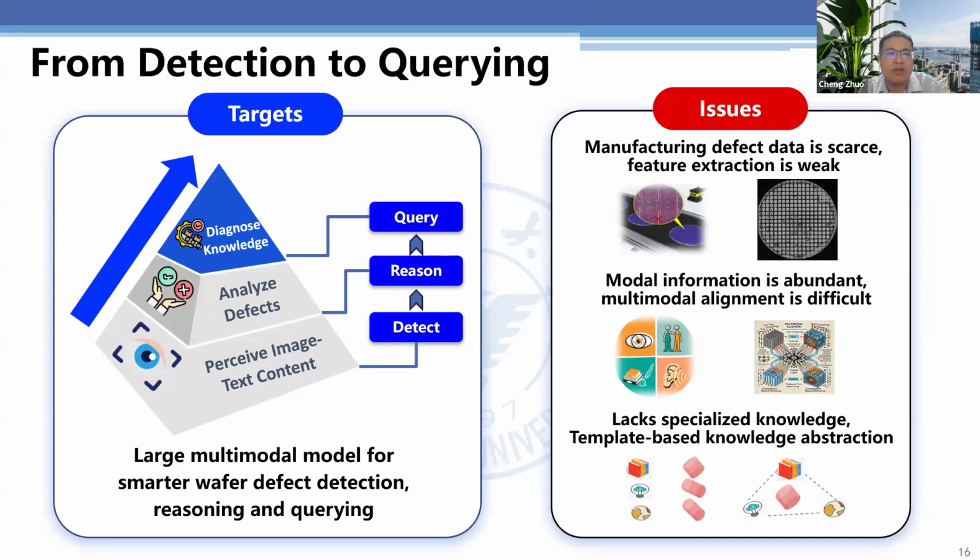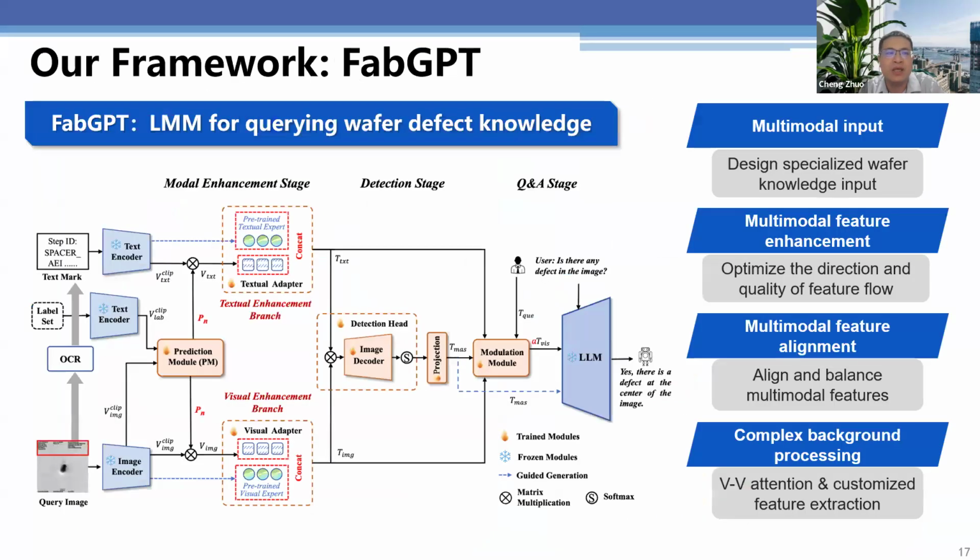So with all those issues addressed, ideally, we want the model to not only detect the defects, but also do the reasoning, why this happens, and also to ensure which processes cause this issue. So that's the target of what we want to do with the FabGPT algorithms. The infrastructure is a little bit complicated, but because of time, we want to limit to a few key technologies like the multimodal input, the feature enhancement, alignment, and how we process the complex background.